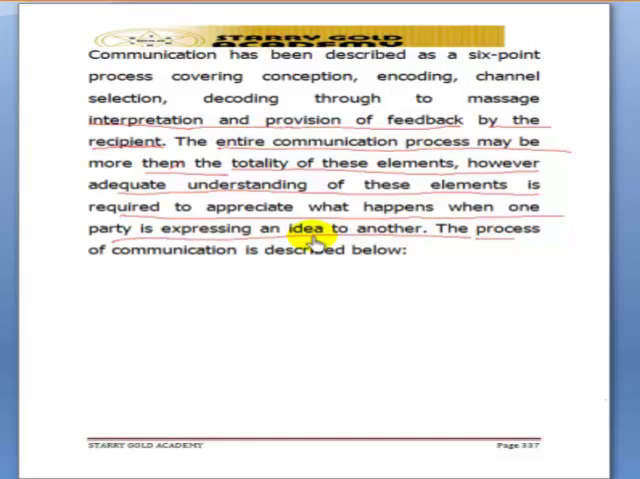We don't need to go beyond these 6. These 6 have been tested and proven. So we can use the 6 to define the process of communication. Once we have the 6 present, then communication is complete. But when one is missing out of this process, then we are not likely to have a complete communication.